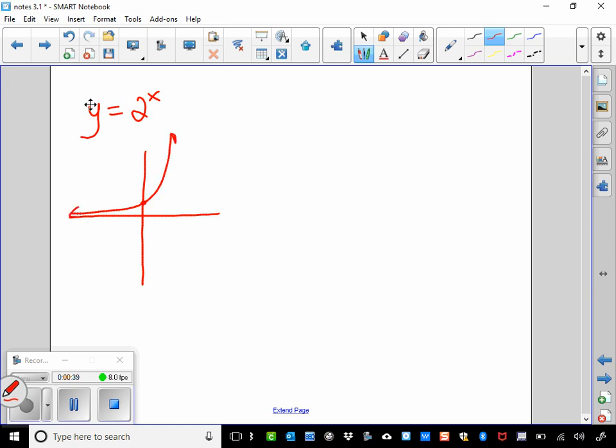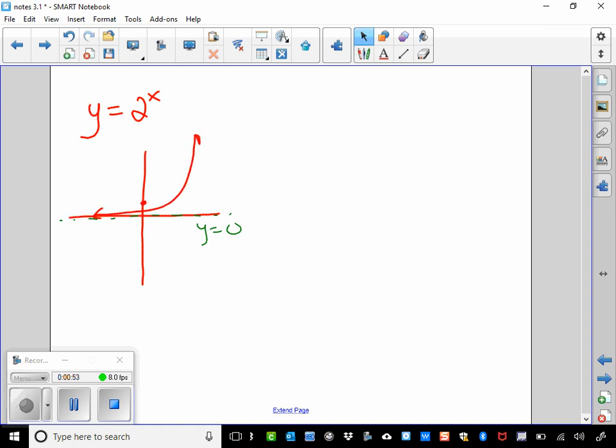It has an asymptote at y equals 0, a horizontal asymptote at y equals 0. And if you move the graph up or down, the asymptote moves with it. Moving the graph left or right, you don't have to change the asymptote or where that is. You can just move it left or right, but up or down, the asymptote has to follow.